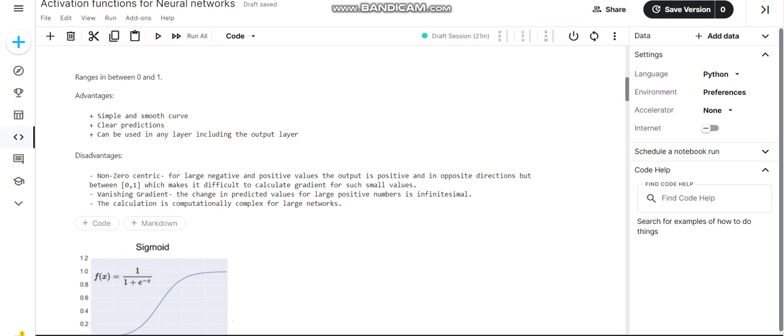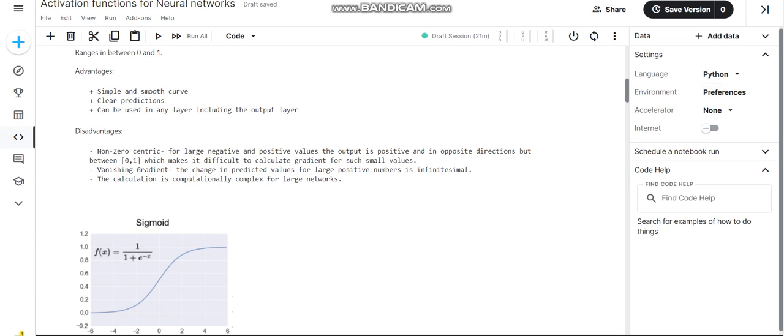What are the advantages of it? It is simple and smooth. It gives clear predictions, can be used in any layer. What are the disadvantages? It is non-zero centric. That is, as the range of the function is from 0 to 1, it is non-zero centric.